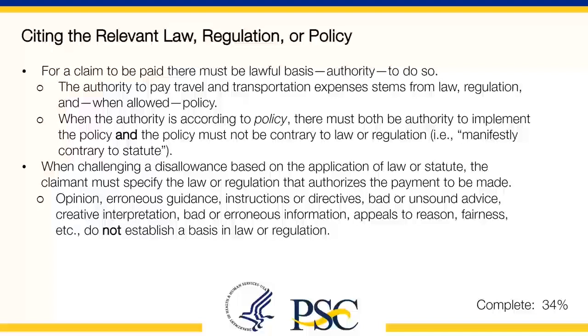When the authority is according to policy, there must both be authority to implement the policy and the policy must not be contrary to law or regulation, i.e., manifestly contrary to statute. When challenging a disallowance based on the application of law or statute, the claimant must specify the law or regulation that authorizes the payment to be made. Opinion, erroneous guidance, instructions or directives, bad or unsound advice, creative interpretation, bad or erroneous information, appeals to reason, fairness, etc., do not establish a basis in law or regulation.